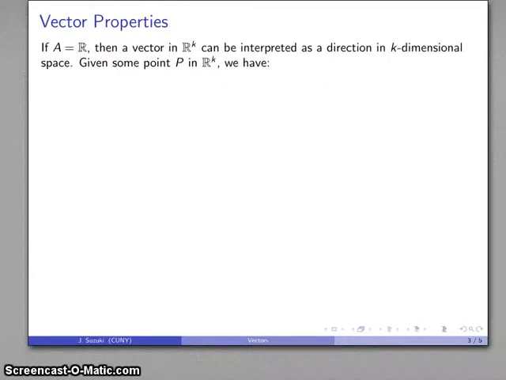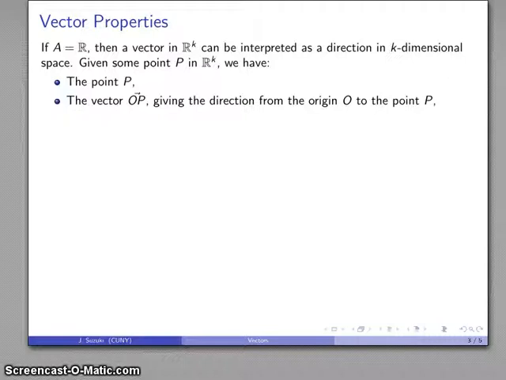Now, most commonly, we introduce vectors in terms of our set A being the set of real numbers. And so if A is our set of real numbers, then a vector in R to the k can be interpreted as a direction in k-dimensional space. So given some point, we have the following ideas. We have the point itself, wherever that point is located.